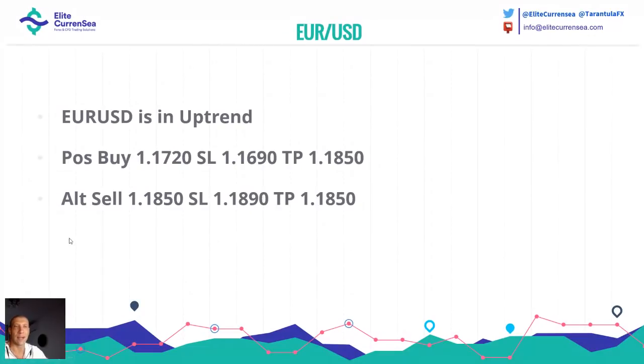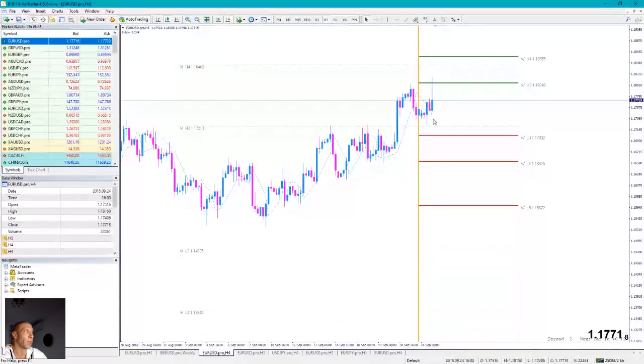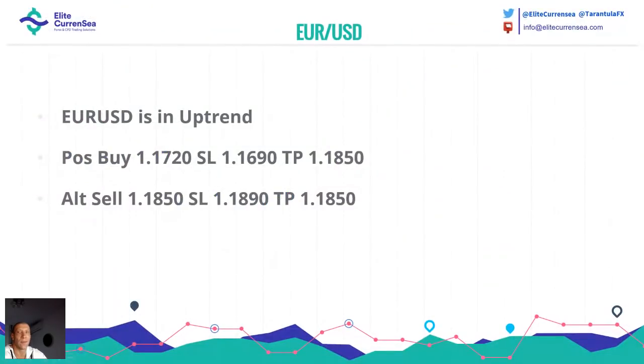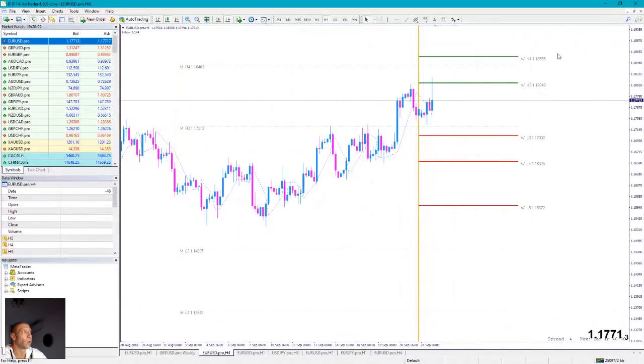So euro dollar 1720, buy, sell is 1850. Here you can see the price could drop here, testing monthly H3. I think it could reject and then go up. And a sell trade is 1850, exactly a confluence between monthly H4 and weekly H4. So we go down. At this point it's bullish, it's clear. We have a trend line and the price is going up.